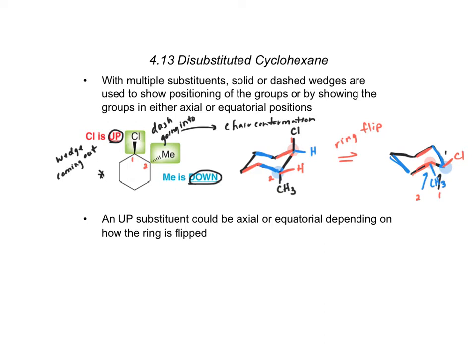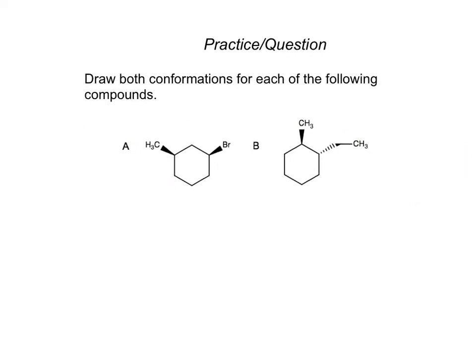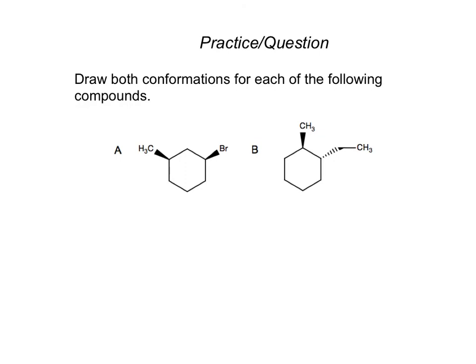Okay, so now let's take a little time. Got a couple of disubstituted cyclohexanes, and I want you to draw the two chair conformations for both of these molecules. Right? So again, you can define whatever you want as carbon 1. That's the big thing to note. For this one, I would say this is carbon 1, 2, 3. For this one, I would say this is carbon 1, this is carbon 2, and so on.